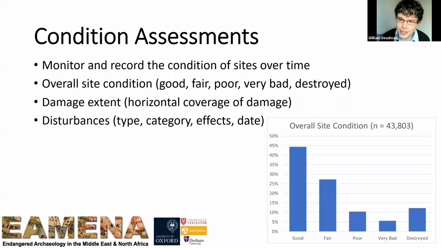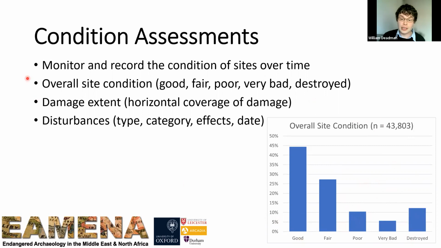To keep track of all these disturbances and threats, we carry out condition assessments on sites, and these allow us to monitor and record their condition over time. At the very simplest level, this can just be a single assessment of the condition of a site, from good to fair to poor to very bad and destroyed. And here you can see all the sites with a condition in the database, and you can see how poor, very bad, and destroyed sites make up nearly a quarter of all sites in the database.